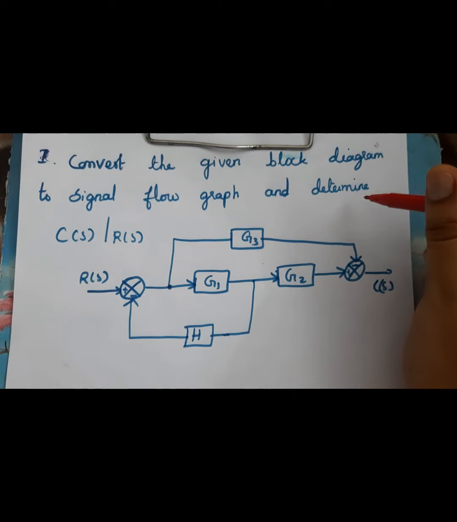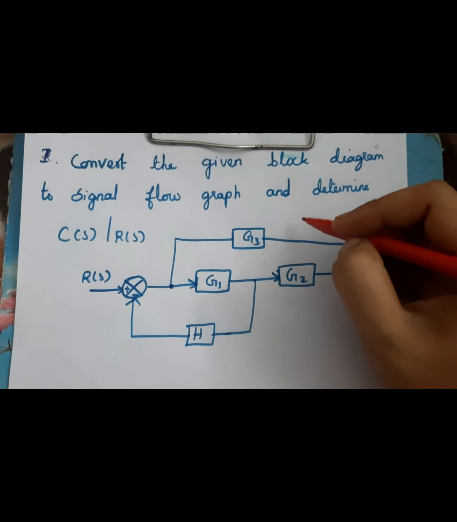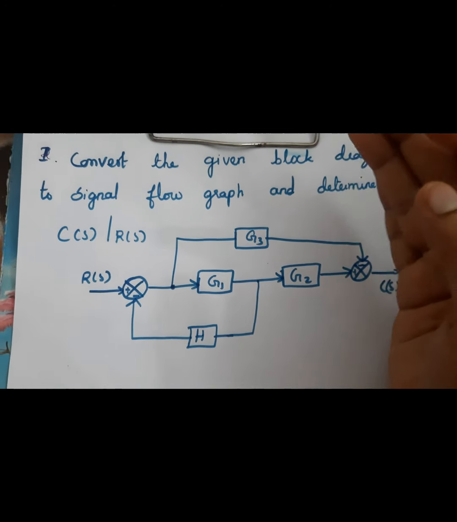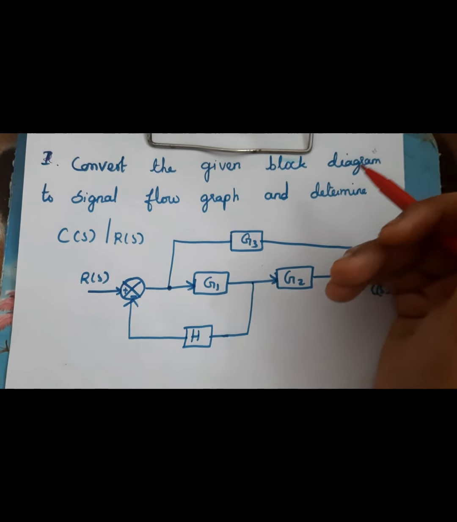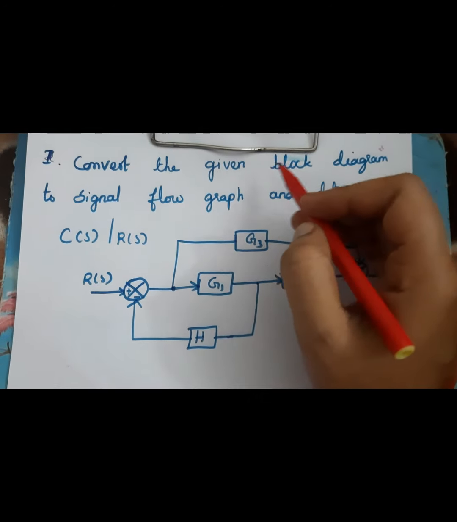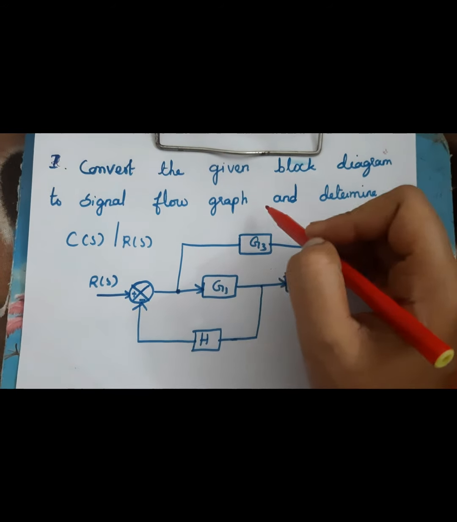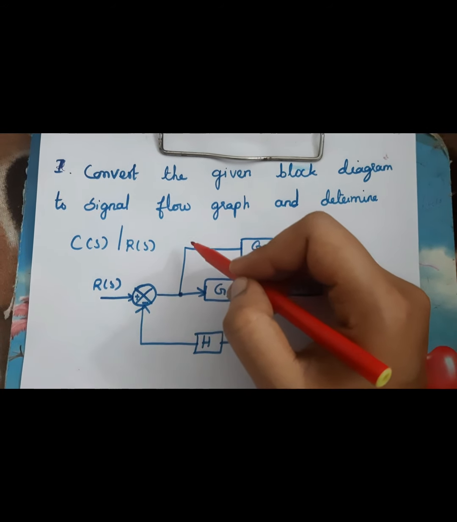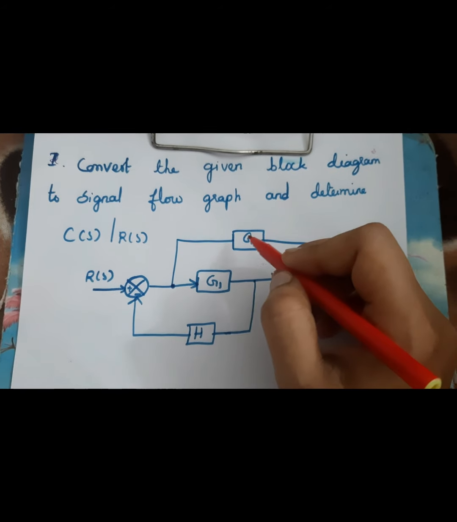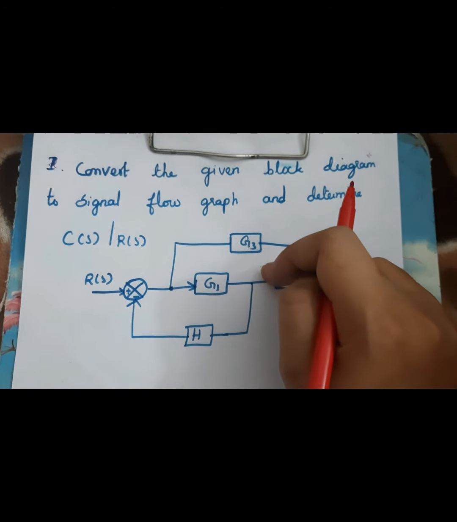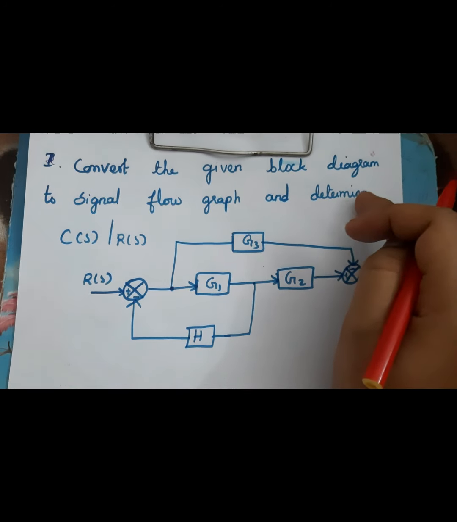In this video we are going to find the transfer function by converting this block diagram to a signal flow graph, and then finding the transfer function. So convert the given block diagram to a signal flow graph and determine C(s) divided by R(s), that is the transfer function of the system. The first step is to convert this block diagram to a signal flow graph.